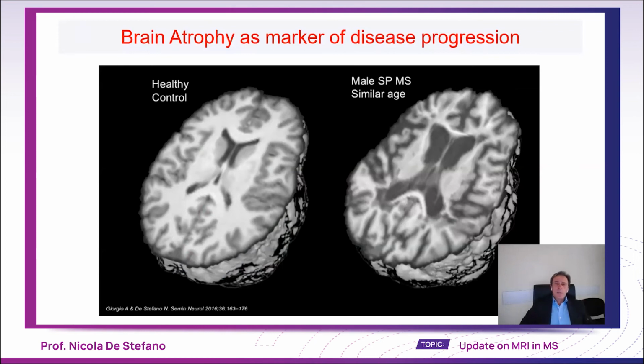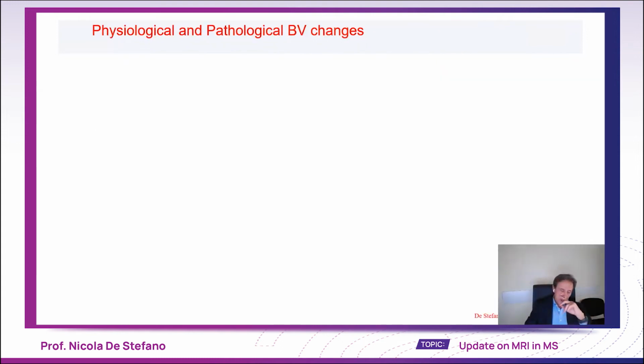The truth is that when we have a patient with MS, this on the right is a patient with secondary progressive MS. We compare that brain with the brain of a healthy control of similar age. You see the big difference due not only to the white matter lesions, even the gray matter lesions, but to the diffuse tissue loss that we have in patients with multiple sclerosis. And this starts accumulating very early.